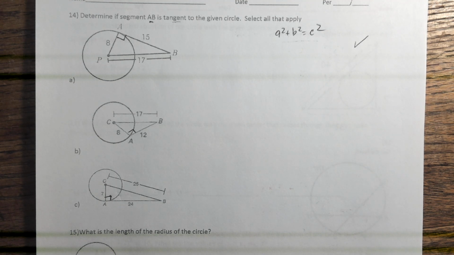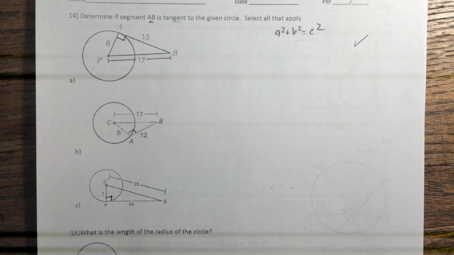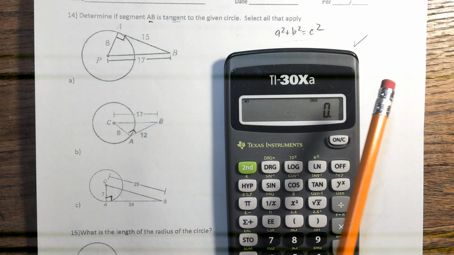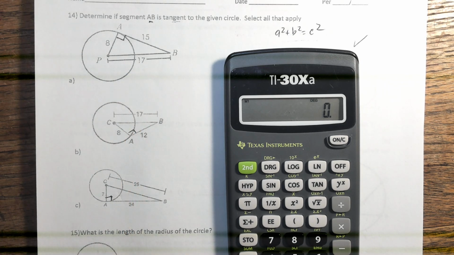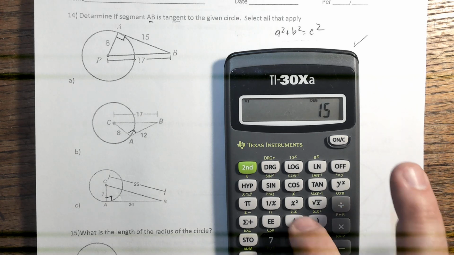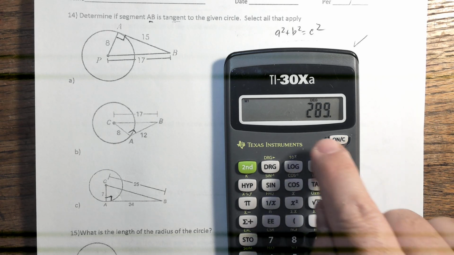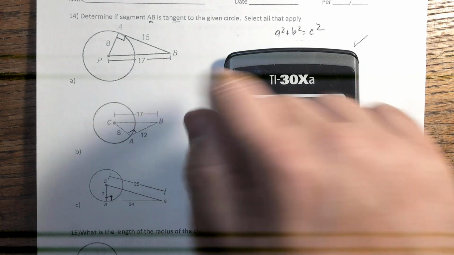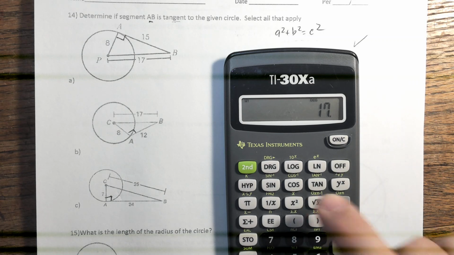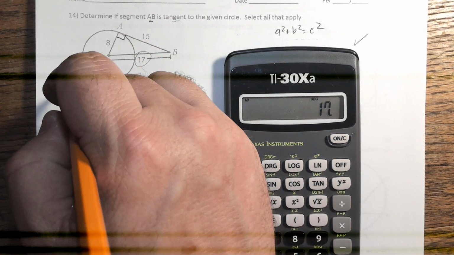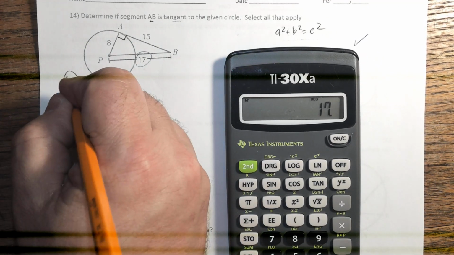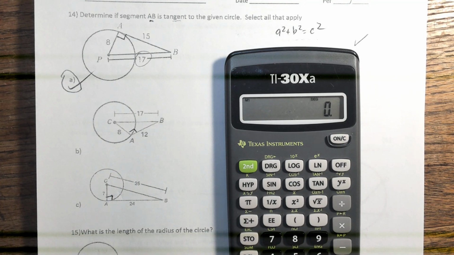So we're gonna do this one on the calculator, okay? If a squared plus b squared equals c squared, we have a check mark. So this being c, 8 squared plus 15 squared equals 289. Now we hit the square root. If we get 17, we have a check mark. If we don't, then we don't. So square root of 289 is 17. I say we have a check mark. We have one.